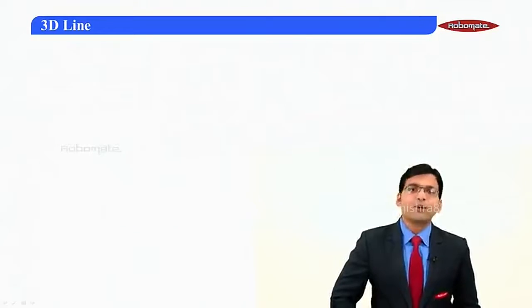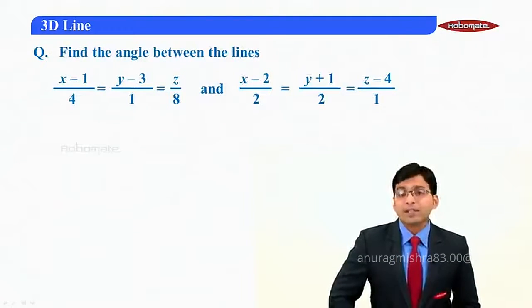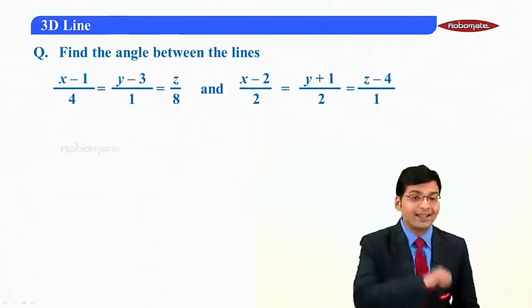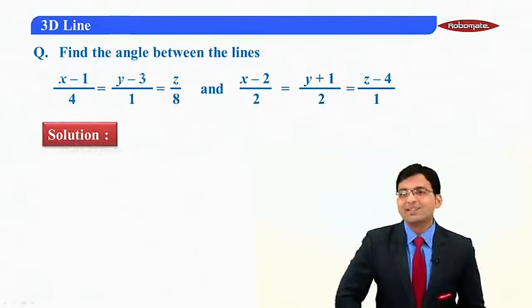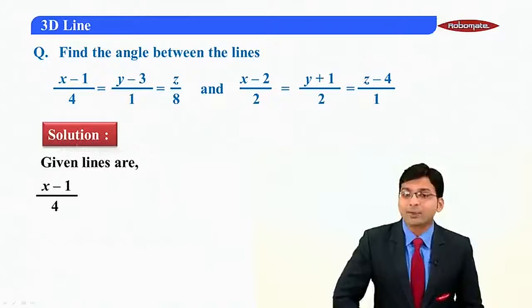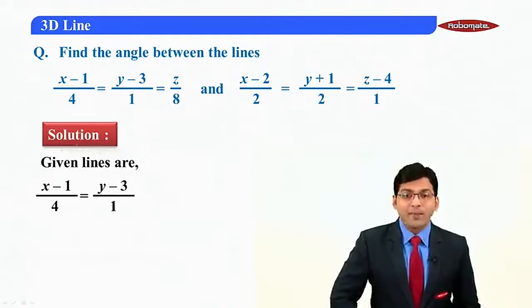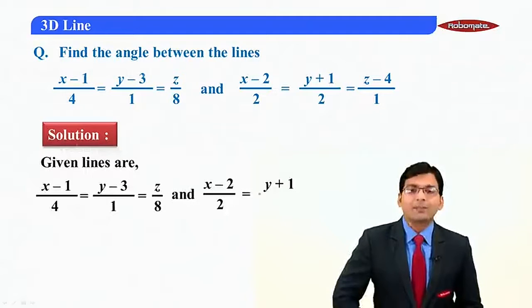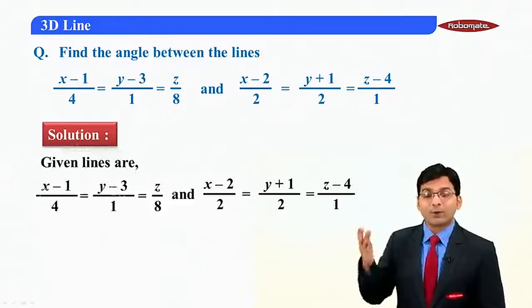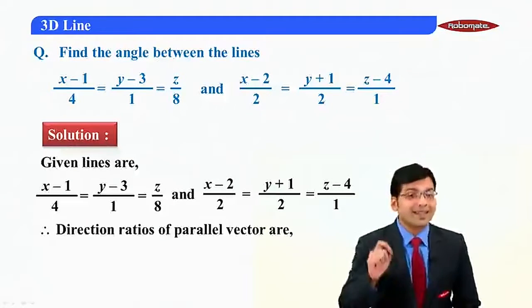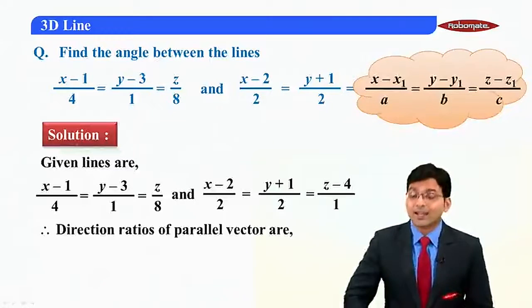Alright, let us go for the second question. This says find the angle between the lines (x - 1)/4 = (y - 3)/1 = z/8 and (x - 2)/2 = (y + 1)/2 = (z - 4)/1. In the solution, we copy down the given lines. Now students, if we compare them with the standard Cartesian form, we can get the direction ratios.